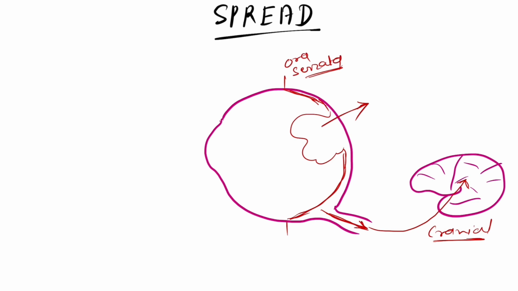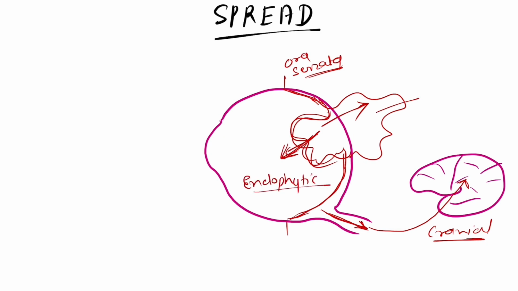Now, there are two types of growth. It can grow inside, like in this picture, or it can grow outside also, right? If it's growing inside, this will be known as endophytic. And if it's growing outside, this is exophytic.